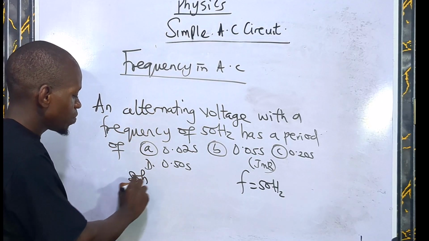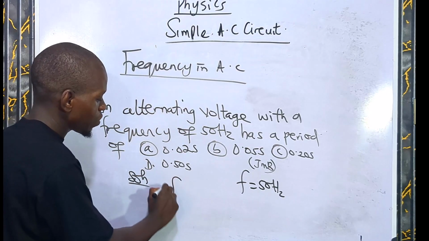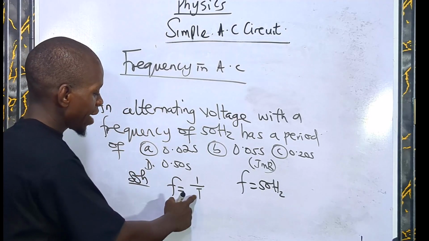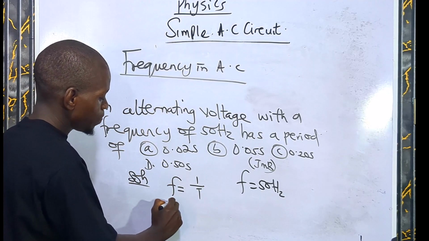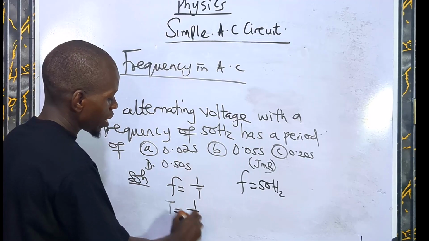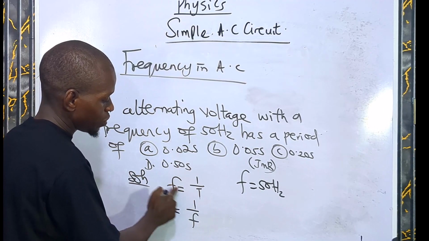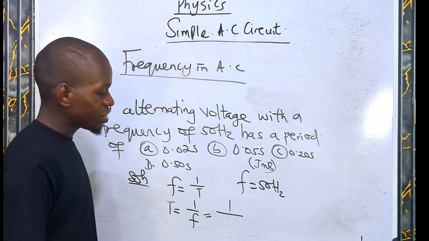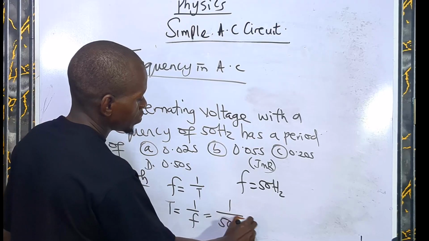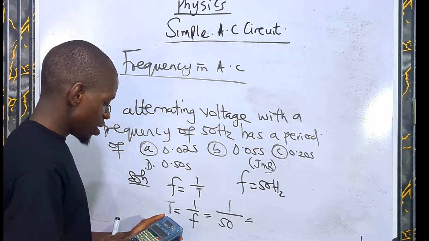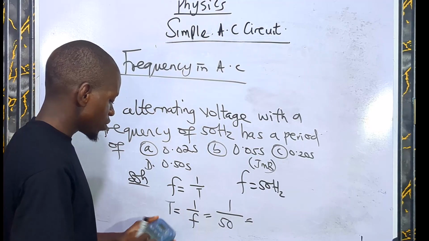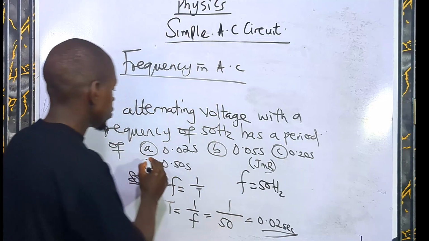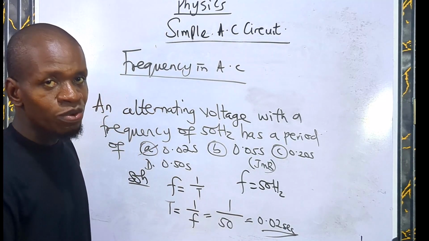I will say frequency is equal to 1 over period. You recall that. Then I can interchange this, which means that my period is equal to 1 over f. I remove this and put this one here, so I have it as 1 over f. So it is equal to 1 over my frequency, which is 50. 1 divided by 50 gives me 0.02 seconds. And that is my option A. Very simple question.